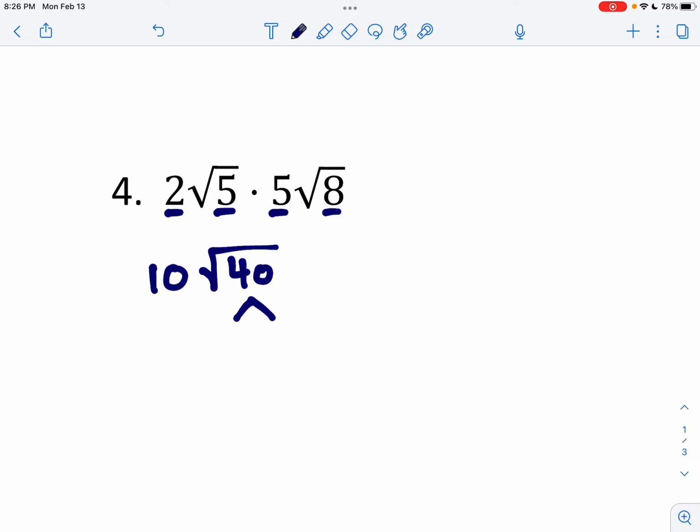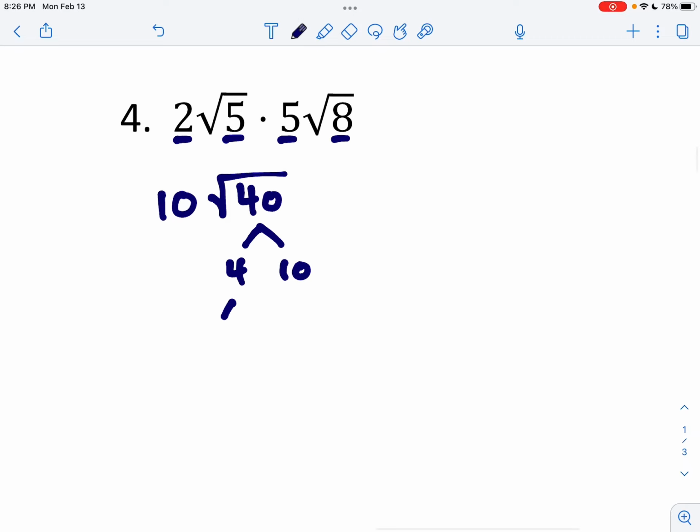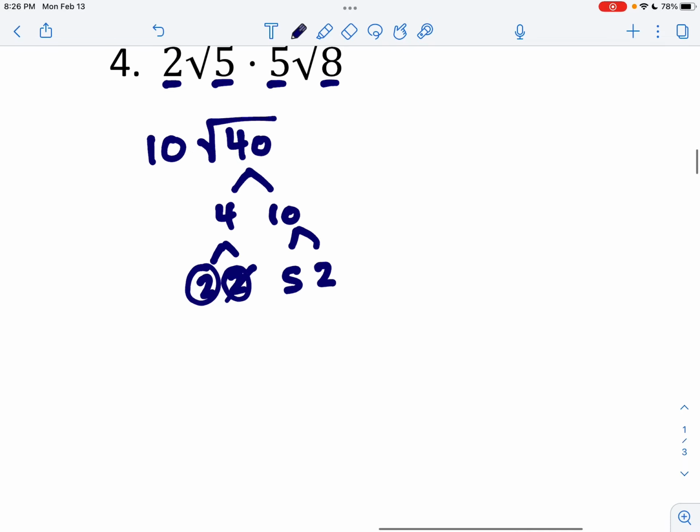Again, you could use 8 and 5, and I'm going to use 4 and 10. I know 4 is a perfect square, so that breaks down into 2 and 2. 10 breaks down into 5 and 2, but 5 and 2 are prime numbers, so I have to multiply those back together and put it back into the radical. So I have this 2. What happens to it? I bring it up. I multiply it to the 10. So I'm going to have 20 with radical 10.